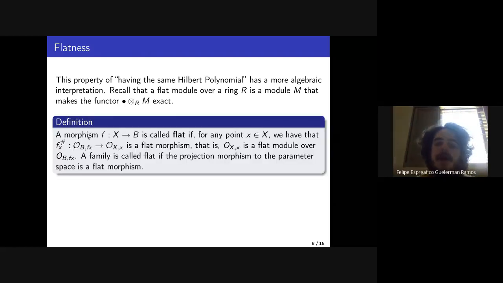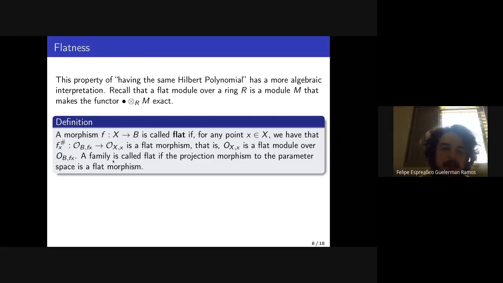And a morphism is called flat if for any point, the localization of this morphism in the local rings is a flat morphism. That means that this module O_{X,x} is a flat module if we consider it as a module over this ring, right?